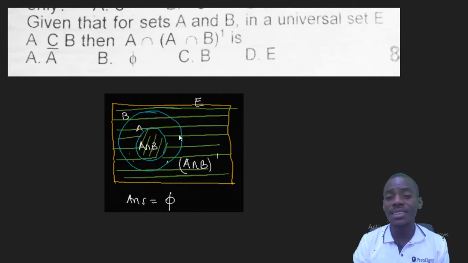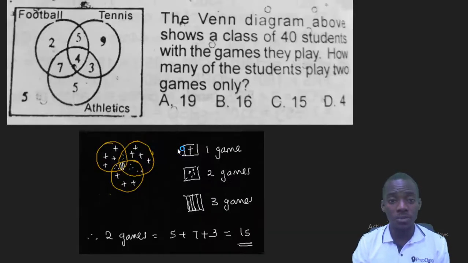So get to understand the diagram of intersection, complement, and intersection. Then you have no problem with such questions. The next question is: the Venn diagram above illustrates a class of 40 students with the games they play. How many students play 2 games only?